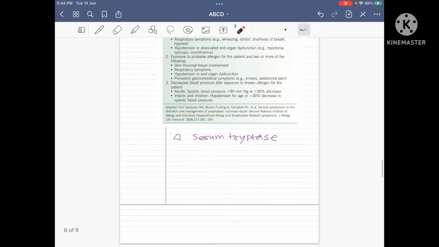There is a serum tryptase test, but it is not available in all centers. The peak level is at 1 hour. You can order it, but usually the diagnosis of anaphylaxis is based on physical and clinical examination. That's it.